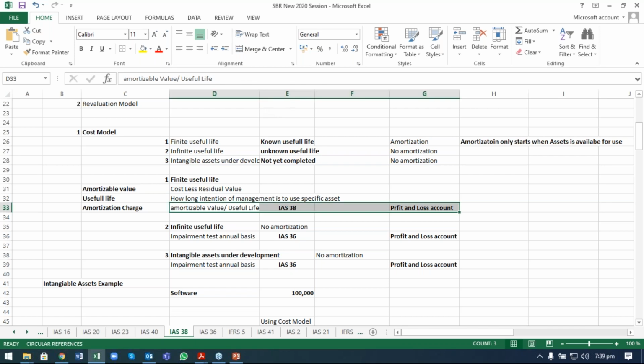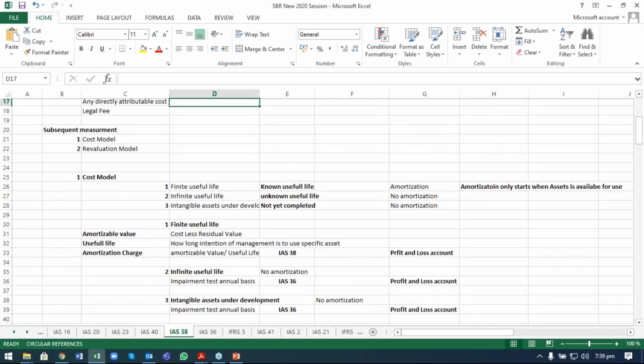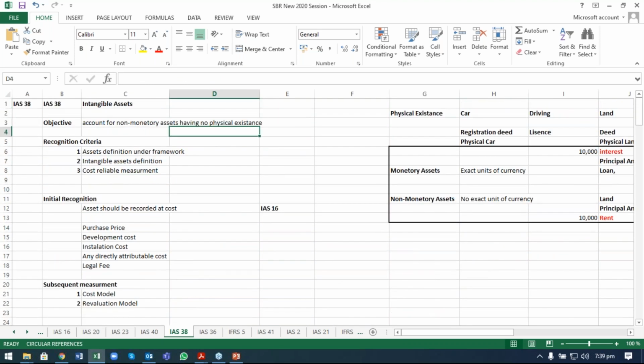We have written three different things about the recognition criteria. One important thing is, if any item that you are going to recognize in your books of accounts does not meet the definition of an asset, it can never be recognized in your books of accounts. So the first and most important thing is that any asset you want to recognize must meet the definition of an asset under the framework. If it's not meeting the definition, then there is no other question of such an item being recorded.